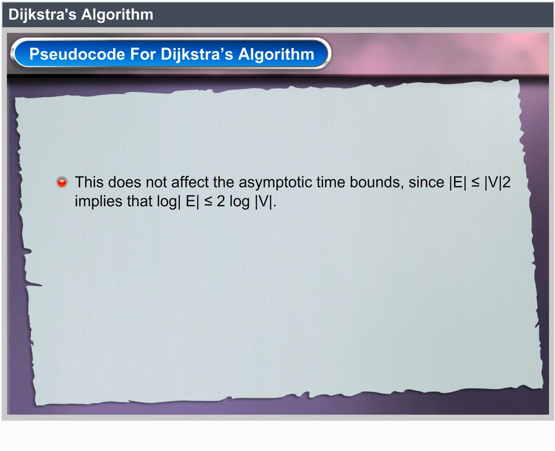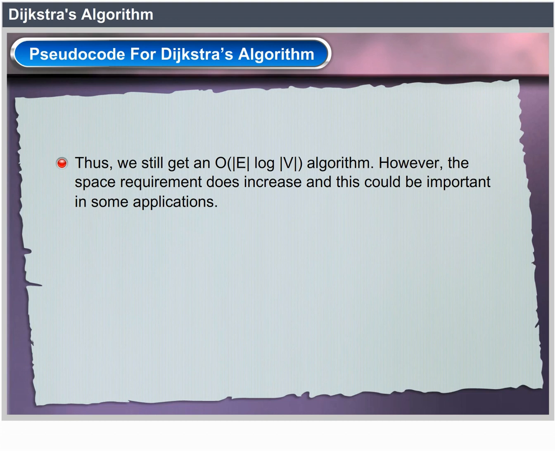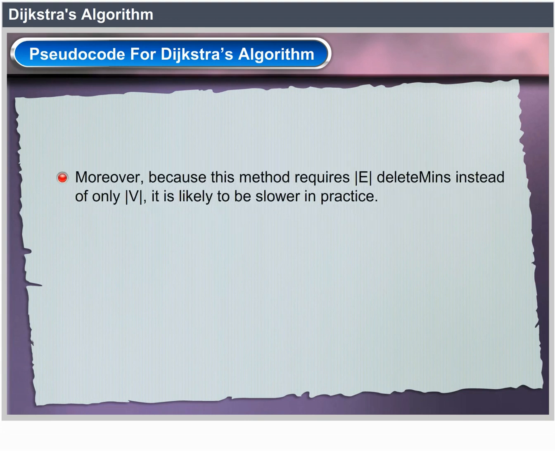This does not affect the asymptotic time bounds, since |E| ≤ |V|² implies that log |E| ≤ 2 log |V|. Thus, we still get an O(|E| log |V|) algorithm. However, the space requirement does increase, and this would be important in some applications. Moreover, because this method requires |E| deleteMins instead of only |V|, it is likely to be slower in practice.